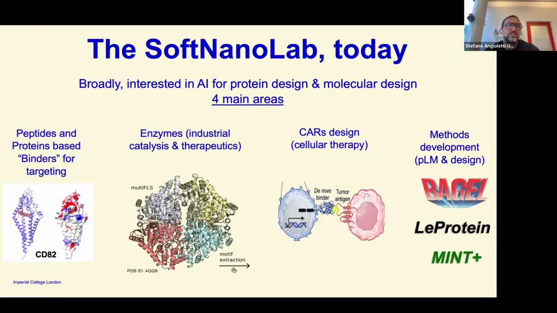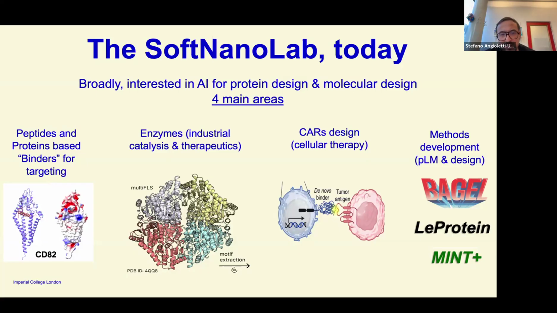So right now, the Soft Nano Lab focuses broadly on everything related to AI for protein design and molecular design. Not really just protein, but in general, molecular design. There are four main areas that my group focuses on. One is the design of peptides and protein-based binders for targeting. I'm going to specify what I mean by binders in a second.